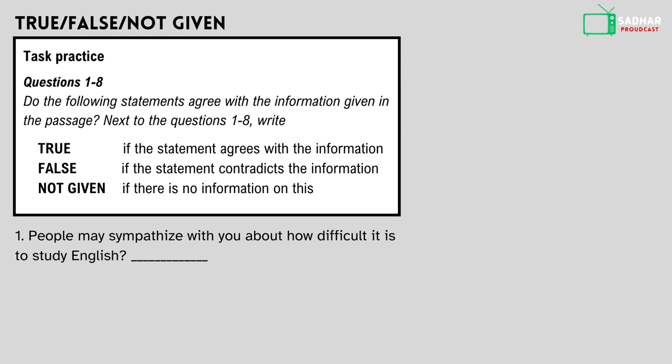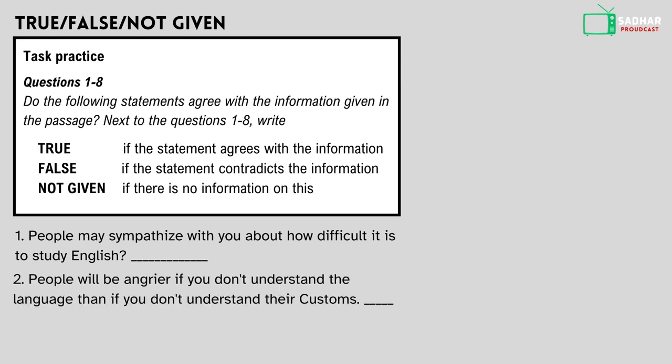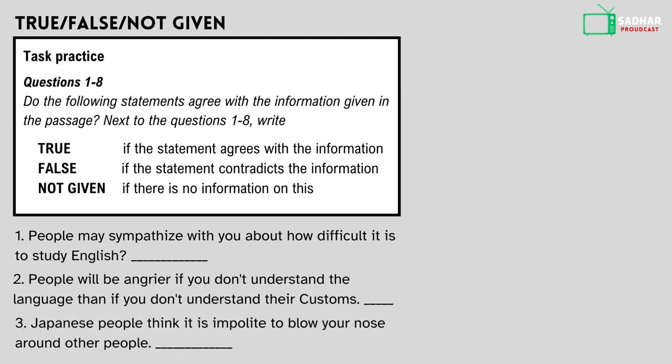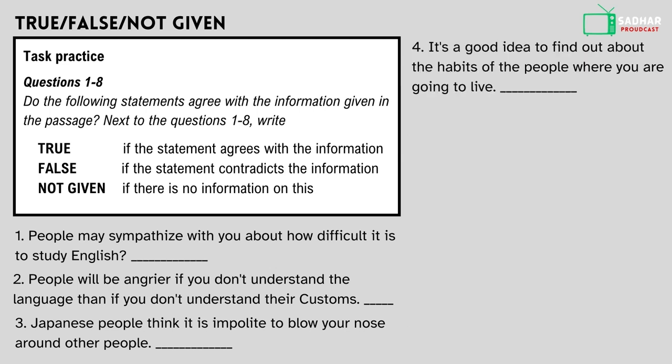Question number 1. People may sympathize with you about how difficult it is to study English. Number 2. People will be angrier if you don't understand the language than if you don't understand their customs. Number 3. Japanese people think it is impolite to blow your nose around other people. Number 4. It's a good idea to find out about the habits of the people where you are going to live.